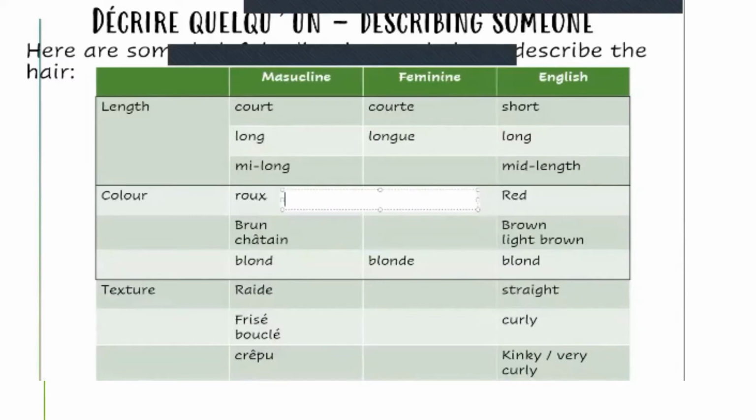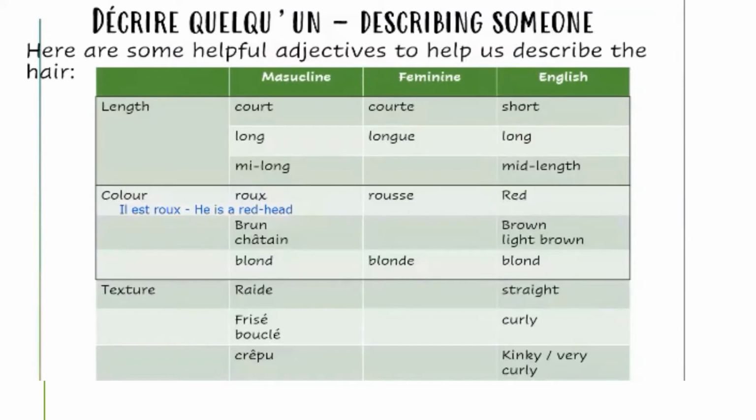Now you can say il est roux. That means he is a redhead. Y'all watch these American shows, y'all know what I'm talking about, right? Il est roux, he's a redhead. You know about persons with red hair. You call them redheads, right? Everybody with me? Yes, miss. You know what I'm talking about?